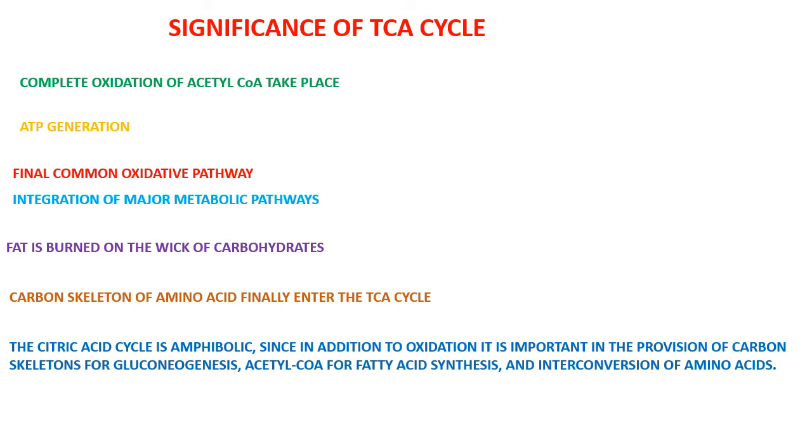The citric acid cycle is amphibolic since, in addition to oxidation, it is important in the provision of carbon skeletons for gluconeogenesis, acetyl-CoA for fatty acid synthesis, and interconversion of amino acids. As I already told you, it is amphibolic, that is, it takes part in catabolism and also in anabolism. With this we conclude our lecture.